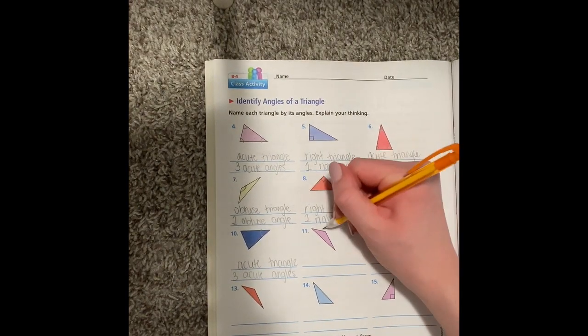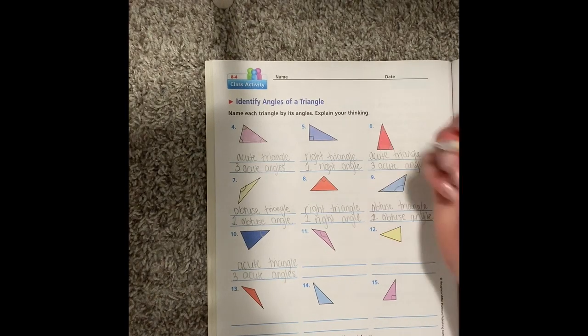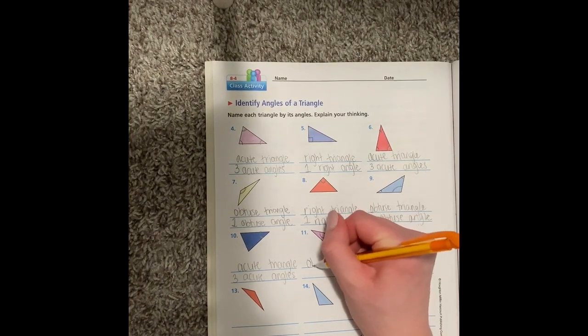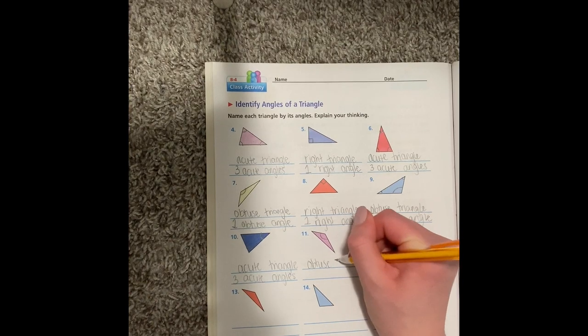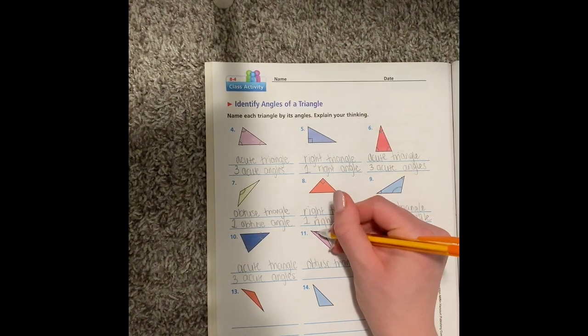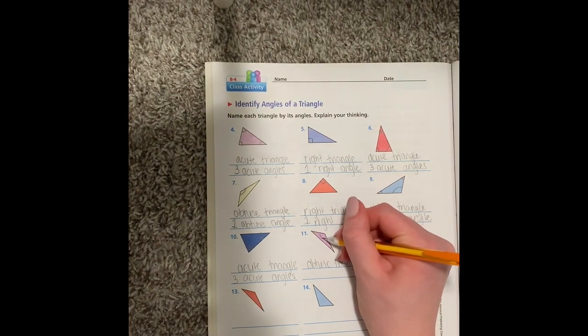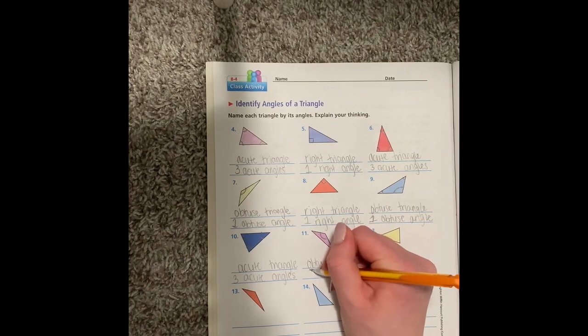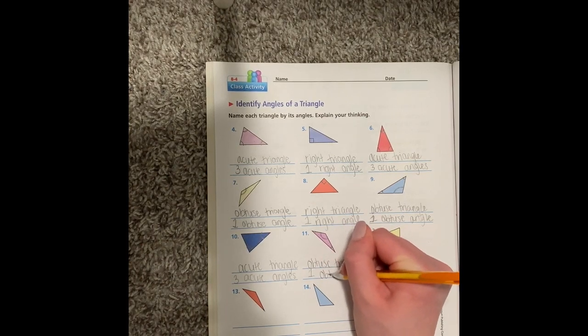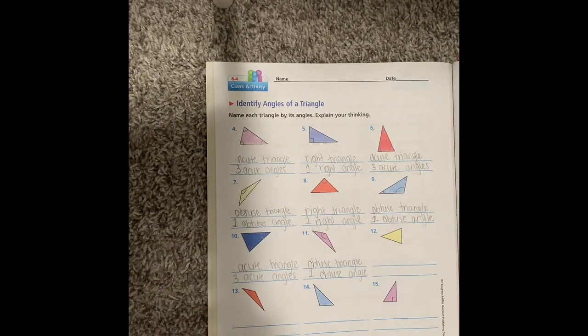Okay, for this one, we can see here we have an obtuse angle. So we know this is going to be an obtuse triangle. And these 2 are acute angles, but we have this 1 obtuse angle, which makes this an obtuse triangle. So 1 obtuse angle.